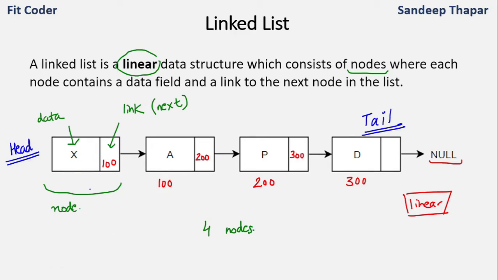The data field can be of any data type. Here I have used characters, but it can be an integer or a complex data type. So data type doesn't matter. It's just that each node should have a data field and a link to the next node in the list.